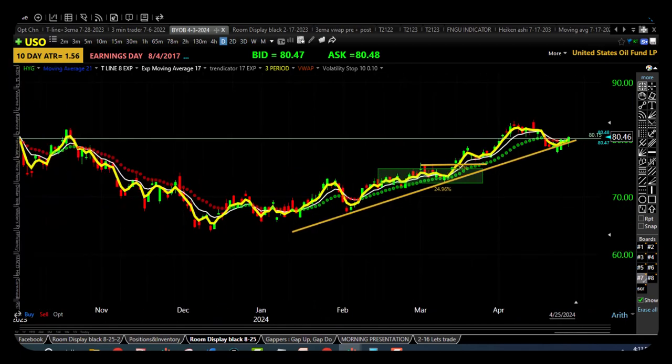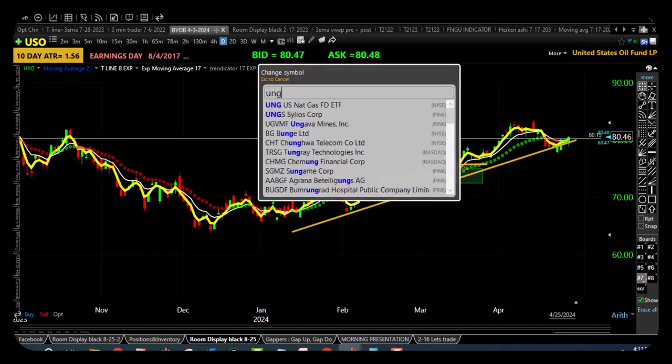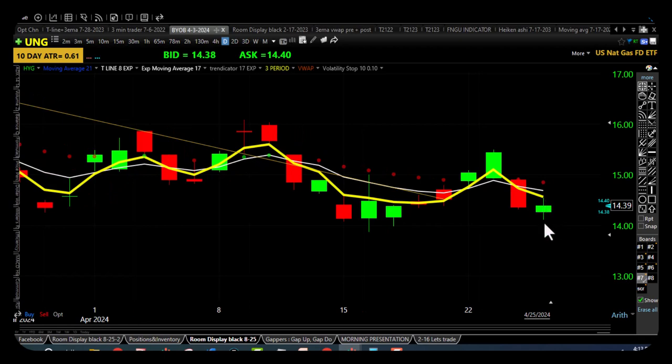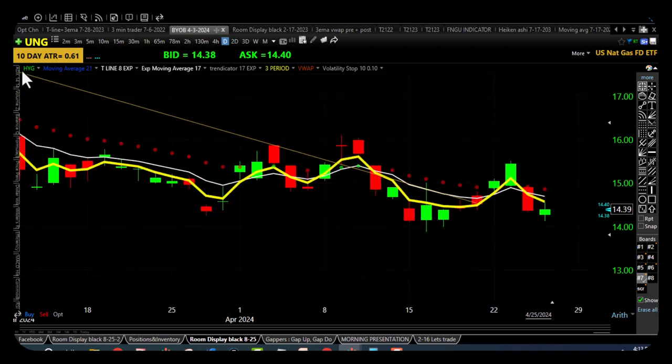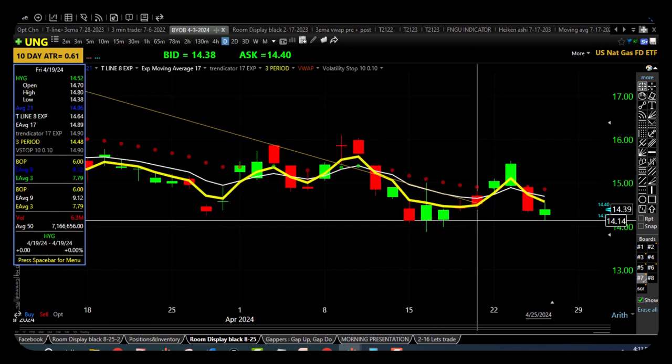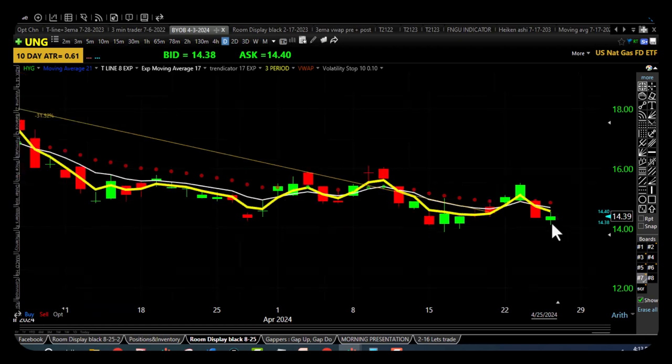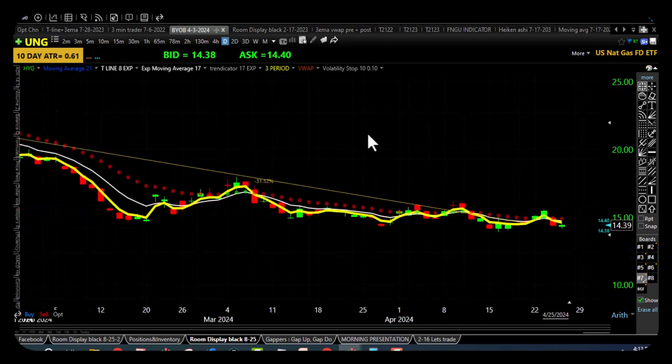Let's take a look at UNG. UNG still in a downtrend. So UNG, lower high, lower low, closing below the bearish trap, below the falling 17 EMA. Will UNG ever find the floor? It's just free floating like a drone that ran out of energy, ran out of fuel. So here's UNG, still in a downtrend, lower high, lower low, closing below the bearish trap underneath the 17 EMA.